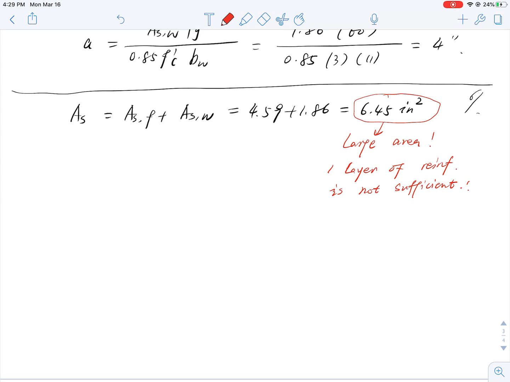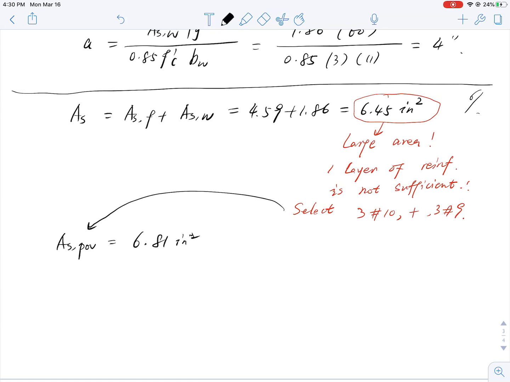So I'm going to select 3 number 10 bars plus 3 number 9 bars. If I do that, my provided steel equals 6.81 inch squared, which is bigger than the required 6.45 inch squared. So I'm covered.